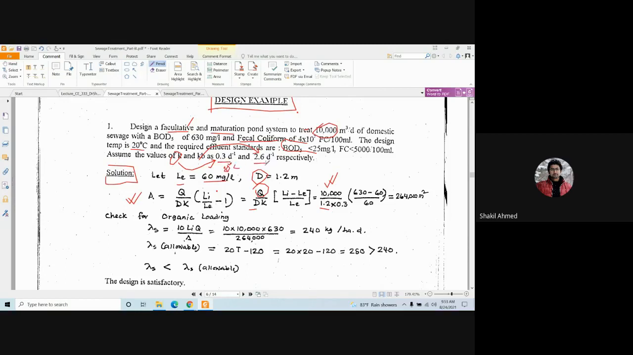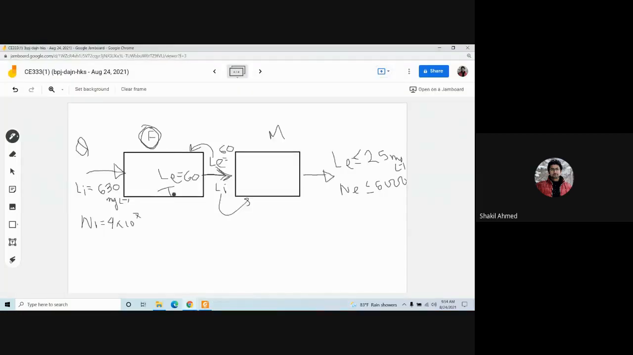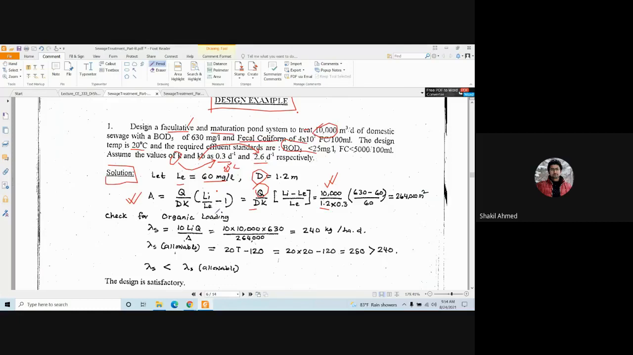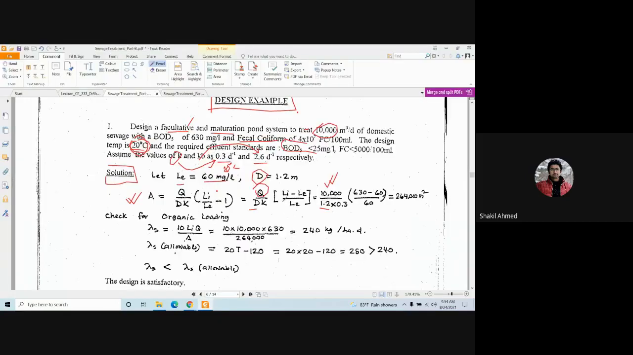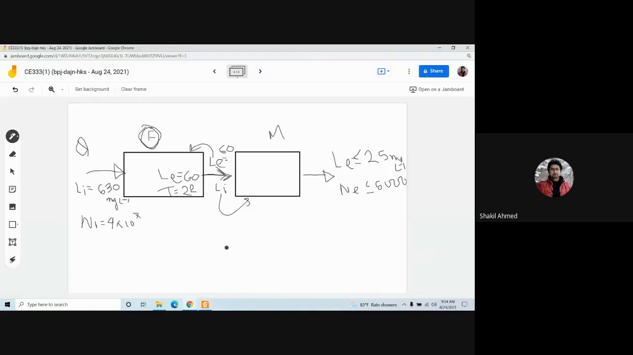This is also at 20 degrees Celsius. Now you have to see what the temperature is here. 20 degrees Celsius. If the temperature here was not 20 degrees Celsius, let's say 22 degrees Celsius, then what would you have to do? You couldn't use this directly here. This is the value of K, 0.3. No, you have to do this.